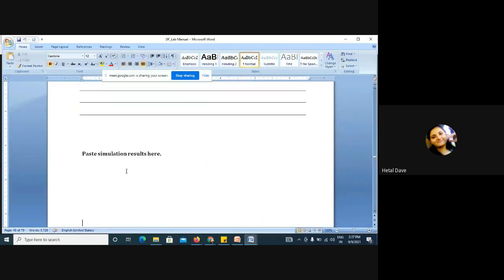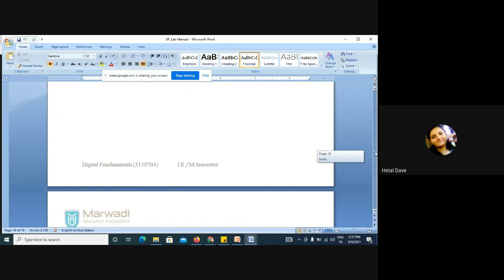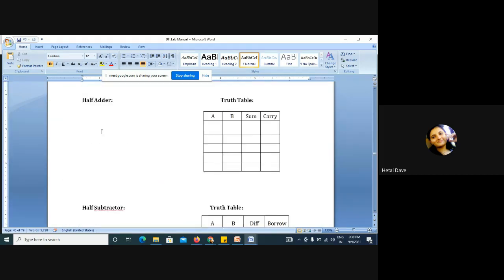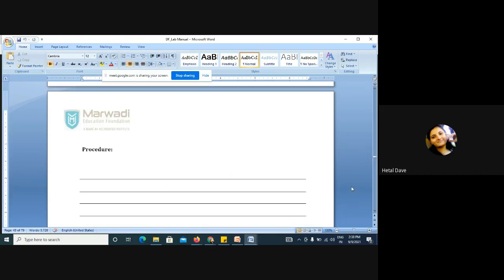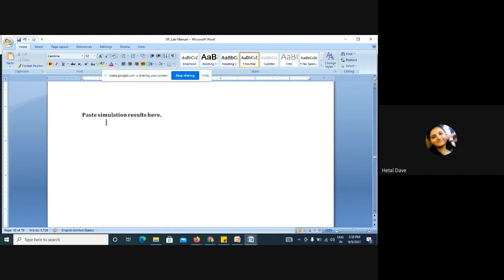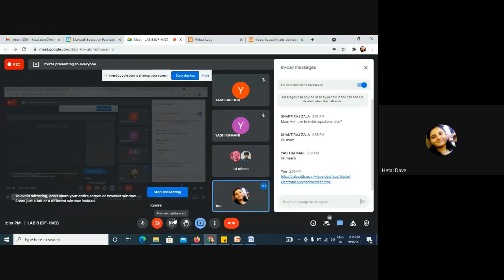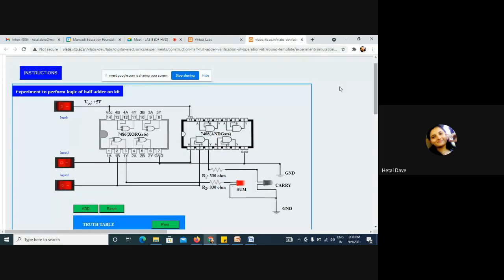You will paste it here. And your book work photo will be pasted under the title half adder, full adder, half subtractor, full subtractor. Here your book work should be pasted, and here your simulation result will be pasted. Now you got it. So simulation 1, simulation 2.